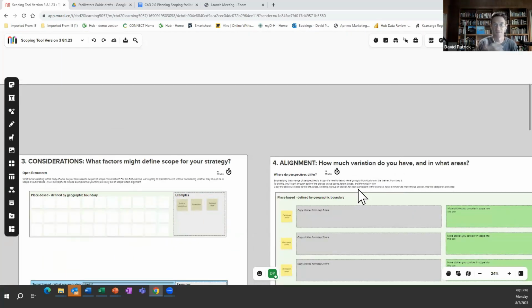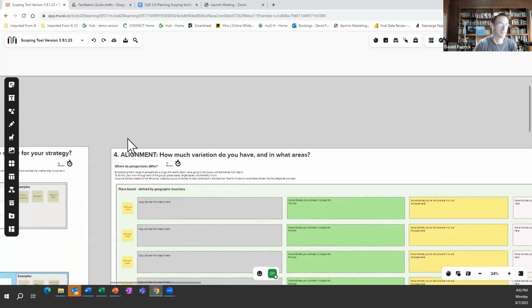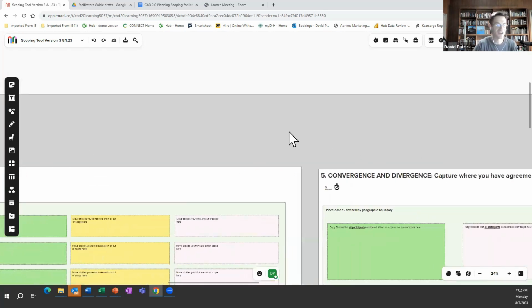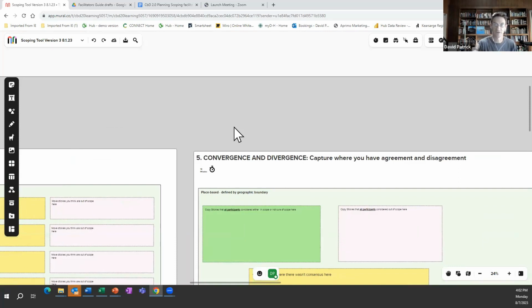What we do then for step number 4 is we assess how much variation we have among team members as we evaluate those factors in terms of the scope. So each team member will sort all of the factors identified by the group into in scope, I'm not sure, or out of scope. And then that provides the raw material for the next step in the process, which is where we essentially identify where we have convergence, where members of the team are already on the same page around scope, and importantly, where we have lots of uncertainty or areas of divergence.